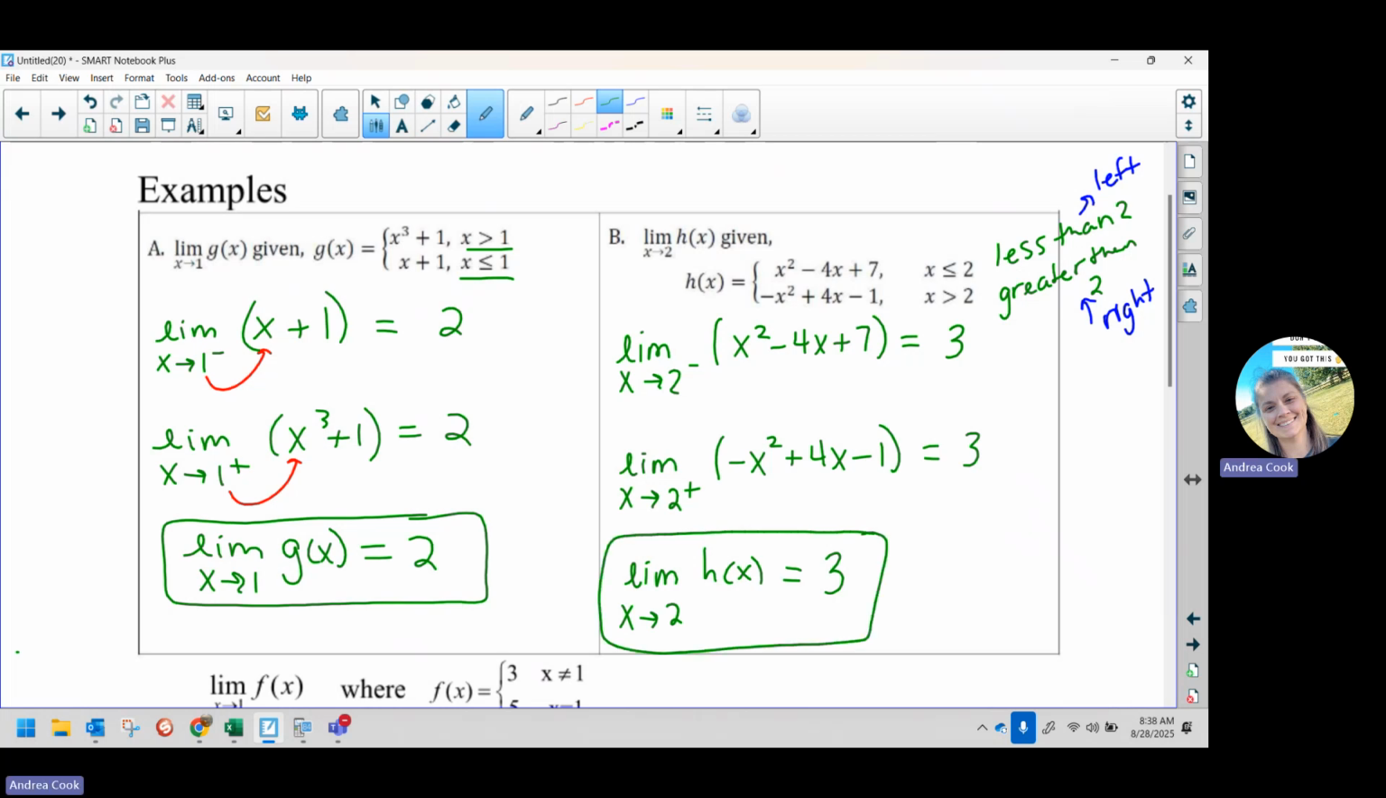Okay, so I chose not to sketch those because that would take me way too long to sketch the graph. But I want you to understand that this means that the two pieces, so I have 2 parabolas, will come together and meet at 2, 3, at the point (2, 3).